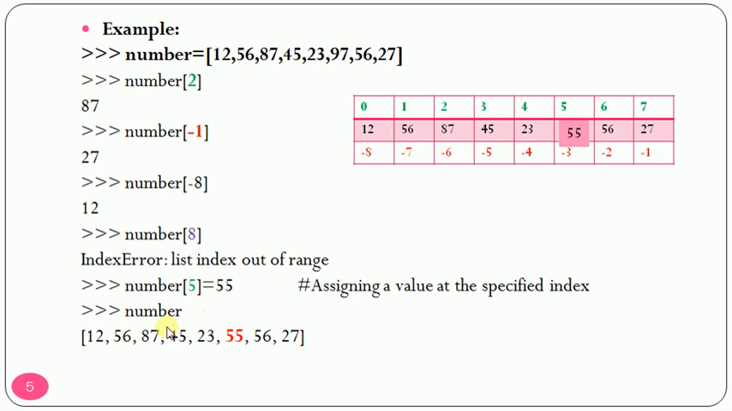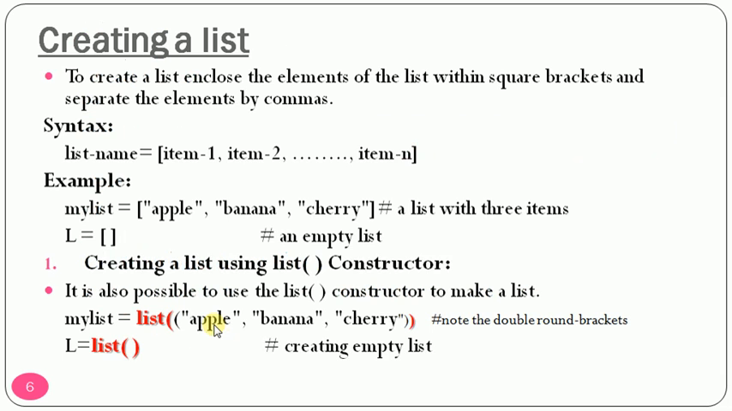Look at the current num list. See, 97 is replaced by 55. In this way, we can change the list also. A list is mutable. That means we can modify the list.